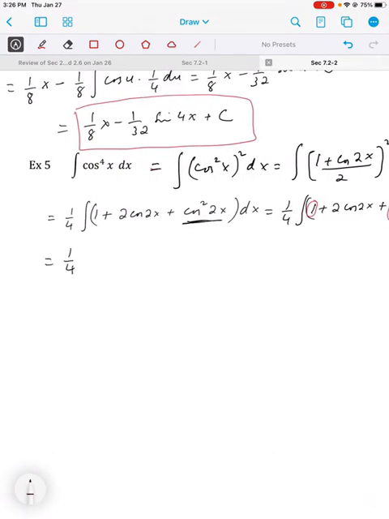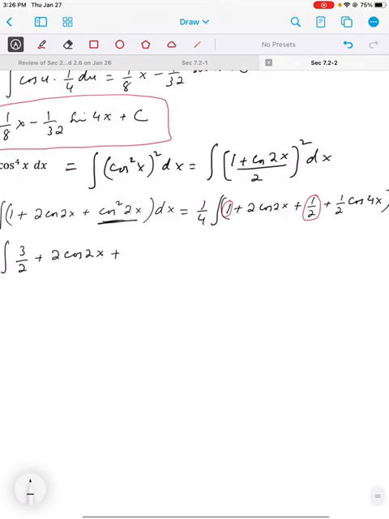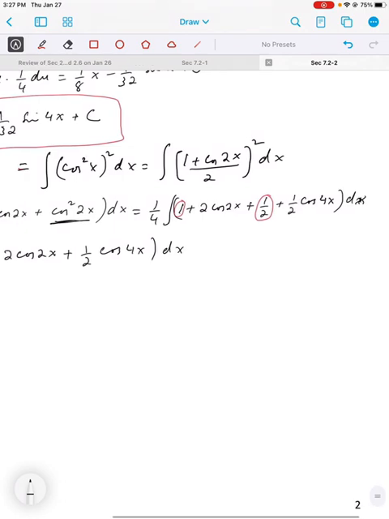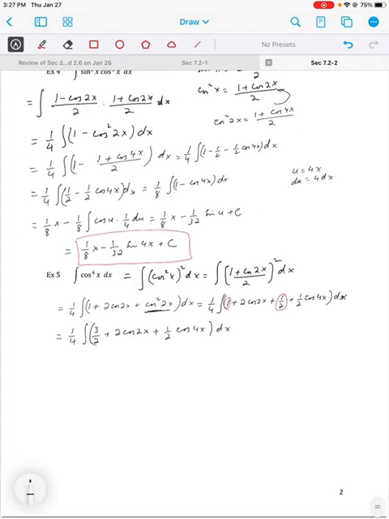So we have 1/4, and then inside the integral we have 3 over 2 plus 2 cosine of 2x plus 1/2 cosine of 4x dx. And now we can anti-differentiate. Now you might say, okay, I have to do the substitution. Well, by now you might have noticed how the substitution works, but if you want, you can go on the side and do the substitution.